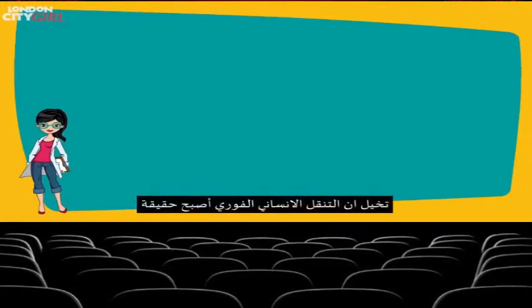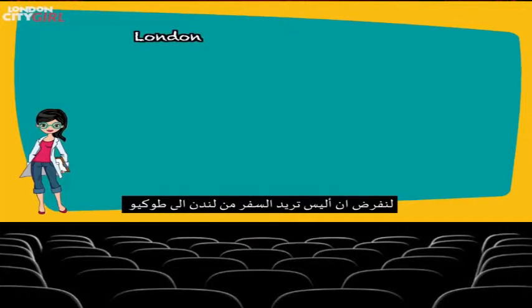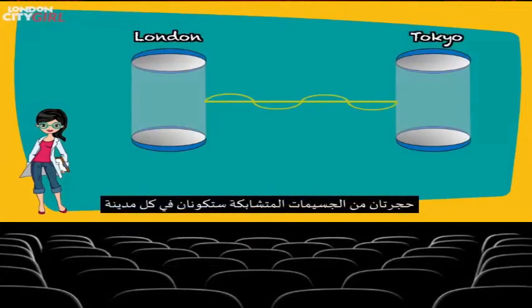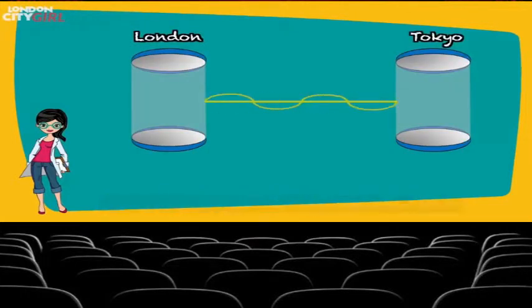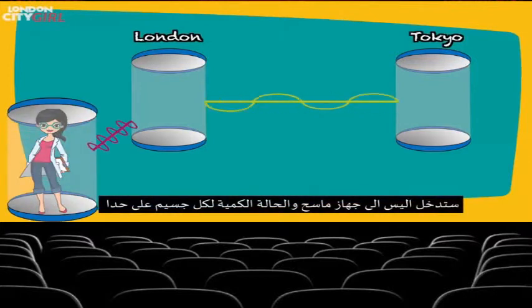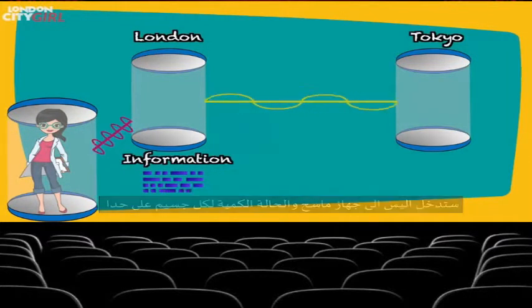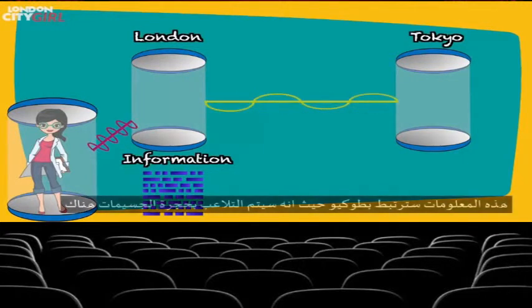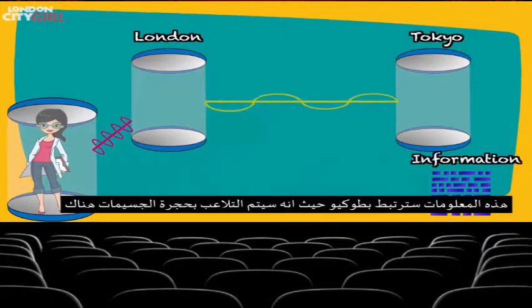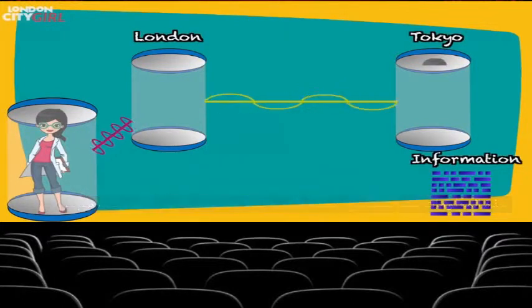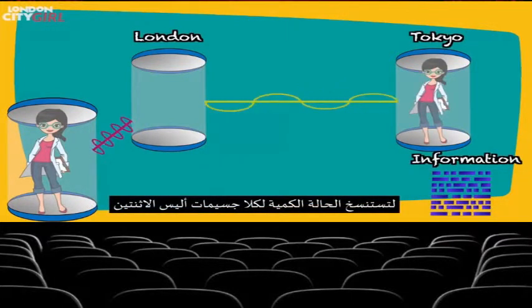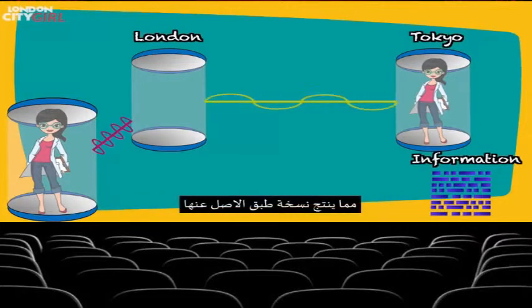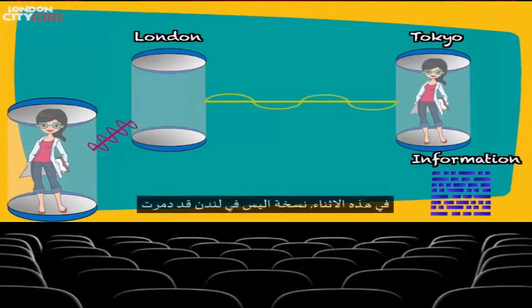Imagine that human quantum teleportation became a reality. Say Alice wants to travel from London to Tokyo. 2 chambers of entangled particles would be in each city. Alice would step into a scanning device and the quantum state of each individual particle would be measured in relation to the chamber of particles in London. This information would be relayed to Tokyo, where the chamber of particles would be manipulated to replicate the quantum state of each of Alice's individual particles, creating an exact replica. Meanwhile, the original Alice in London has been destroyed.